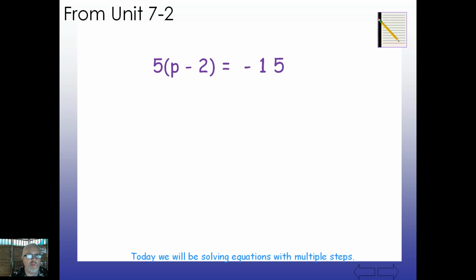All right, how about this one? So what are we going to do first here? Well, you've got 5 times the quantity p minus 2 equals negative 15. So on this one here, why don't you go ahead and try this one on your own? We've done quite a few of these, and let's see how you do in a minute.